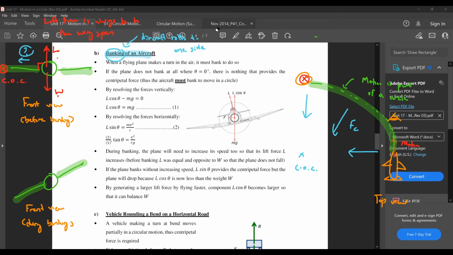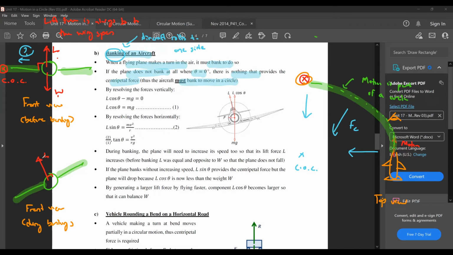Okay, that's what the first two statements here are actually trying to tell you. A flying plane makes a turn in the air, it must bank to do so. If the plane does not bank at all, where theta is 0 degrees, there's actually nothing that provides you your centripetal force. So your aircraft must bank in order to move in a circle. Why do we say this? It is because just now I mentioned to you that your lift will always be perpendicular to your wings, right?